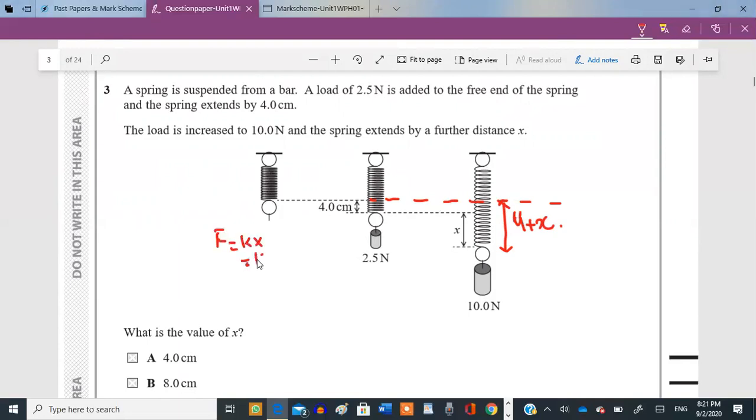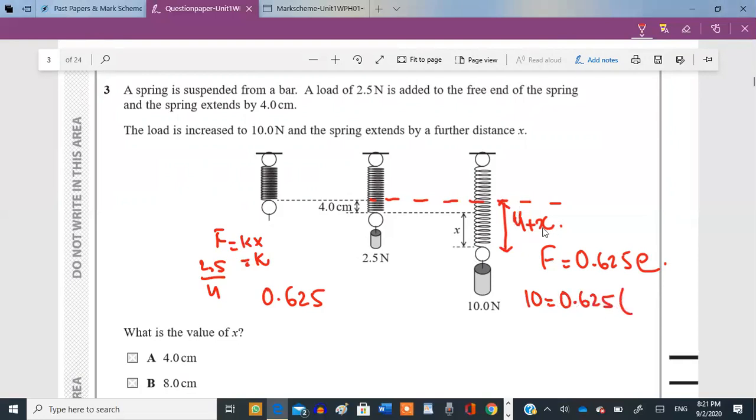So now use the second diagram to calculate the spring constant, using Hooke's law, F equals Kx. K will be force divided by the extension. 2.5 divided by 4 will give you 0.625. This is in centimeters. We are going to keep it in centimeters because we need the answer in centimeters. Now use the same in the equation. 0.625 x, actually not x, I should rather say extension. So instead of x, I'm going to write e. Now we know the force is 10 Newton. We know the spring constant is 0.625. We know that the total extension in the third diagram is 4 plus x. It's not just x, it's 4 plus x.